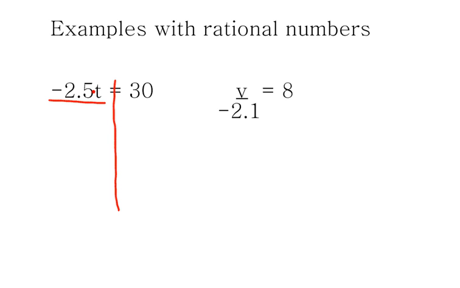On this other problem, I put in my balance line, and I see that v divided by negative 2.1, I need to do the opposite of divide by negative 2.1. That means I need to multiply by 2.1. So I would like you to finish these two examples with rational numbers tonight for your homework. Bring them to class with you tomorrow.